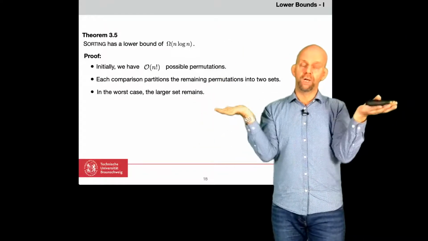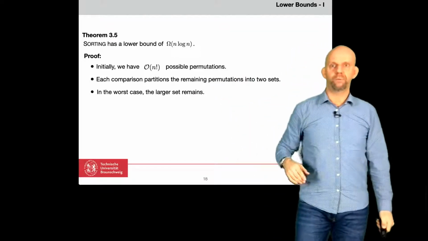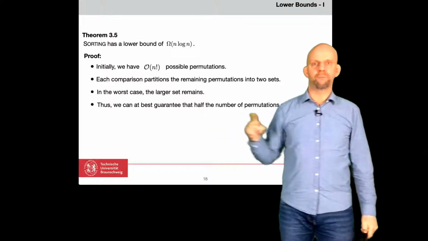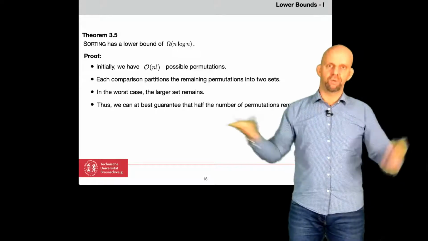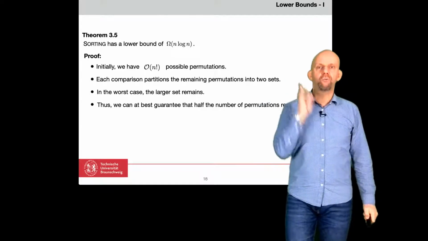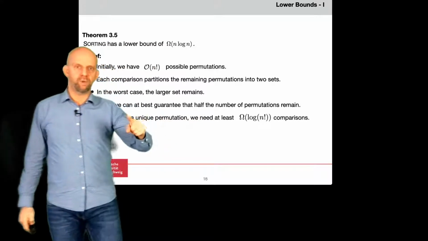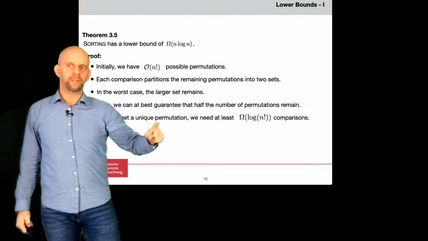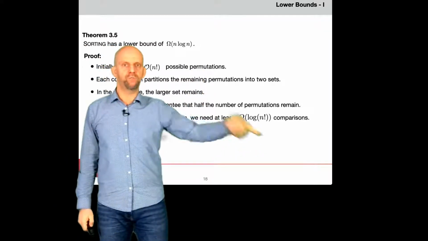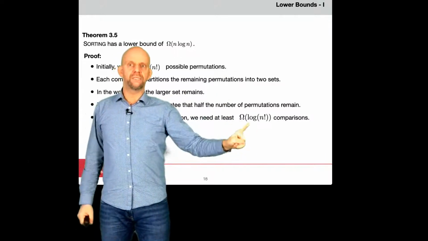So the best we can hope for is to bipartition the set of permutations. That's the best we can hope for, half the number of permutations. And remember, we could also, if we get a balanced partition, in each step get rid of a constant fraction, but we cannot hope to do better than a factor of 2. All right, and so until we get a unique permutation, we need to cut this in half until we get this unique permutation, which means we have identified this sorted order from the unsorted one, and that's log of n factorial.